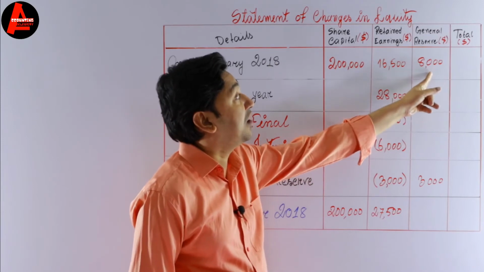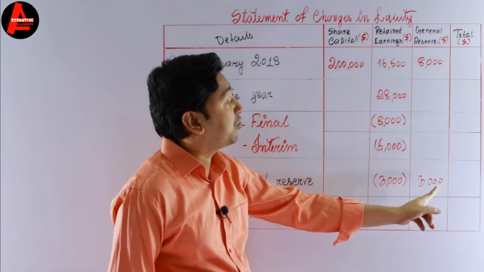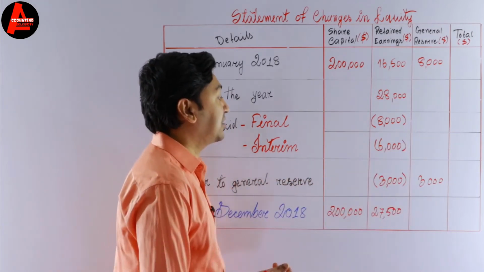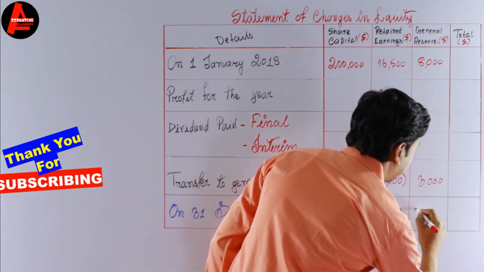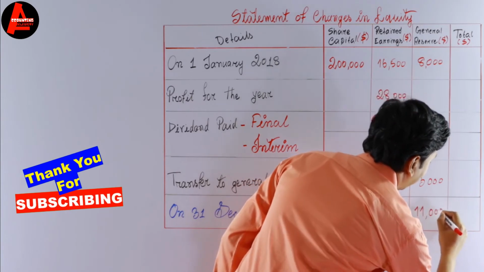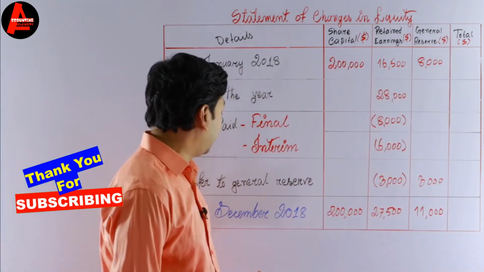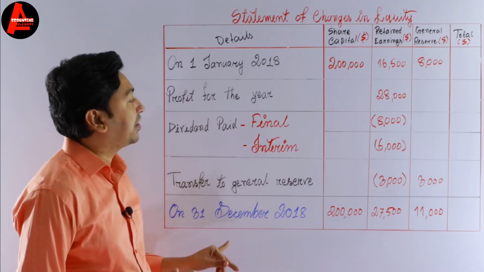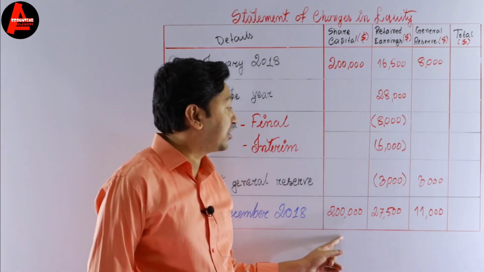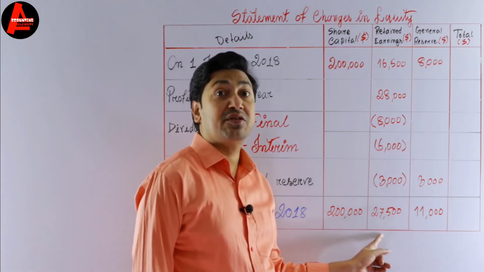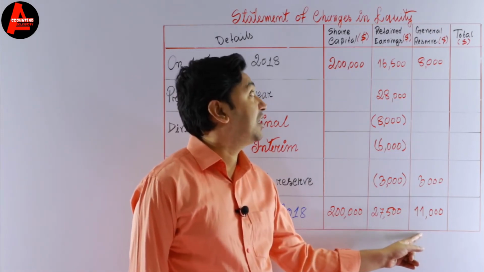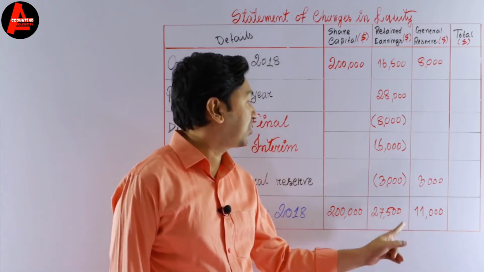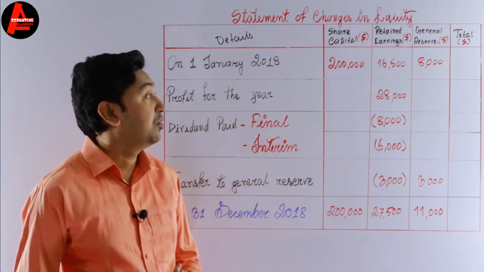Great. Next we have here general reserve column. Here we have $8,000, and one more item we have $3,000. So if we add these two amounts, it is $11,000. So let us write here. Very good. Okay, now we have found our closing balances on 31st December 2018. Here share capital $200,000, retained earnings $27,500, and general reserve is $11,000. Okay, this amount will go to the statement of financial position, means the balance sheet.